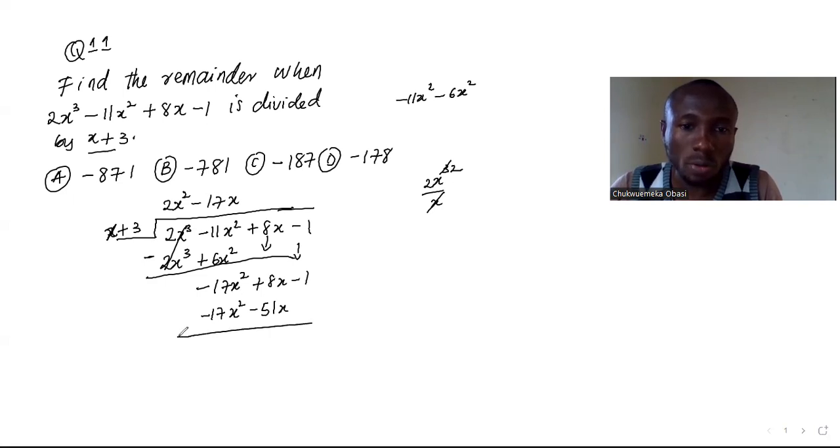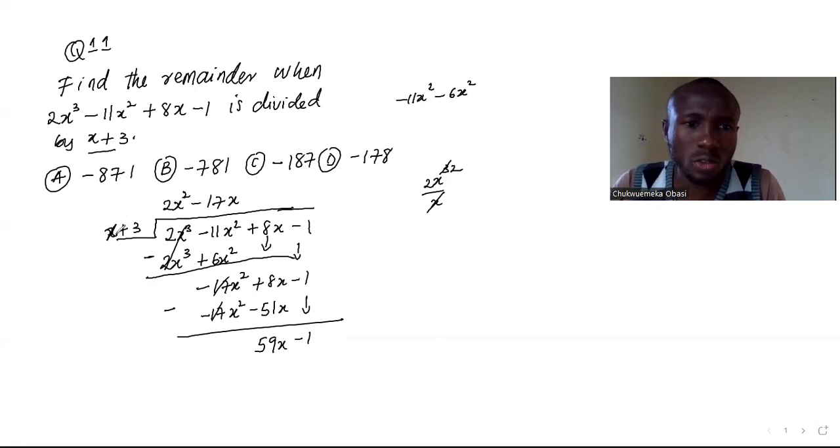Of course, I'll subtract again. The minus 17x squared cancels out, so we have 8x minus 51x, which becomes 8x plus 51x. If you sum everything together, you have 59x. Then you bring down your minus 1. If this one is quite difficult for you, the other method will be very, very easy and very quick, so don't give up, all right?